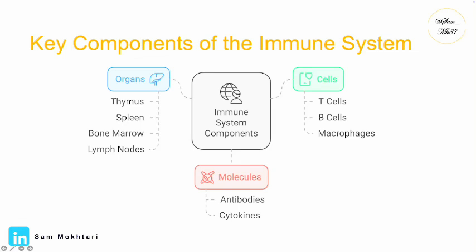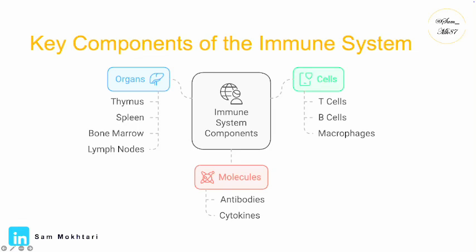The immune system operates like a highly coordinated military base with three essential components working together. We have the organs, which, by analogy, are the command and training center. The thymus and bone marrow function as the military training academies, where immune cells are developed and trained for duty. We also have the spleen and lymph nodes, which act as a control tower, where immune cells gather intelligence, interact, and plan coordinated responses.